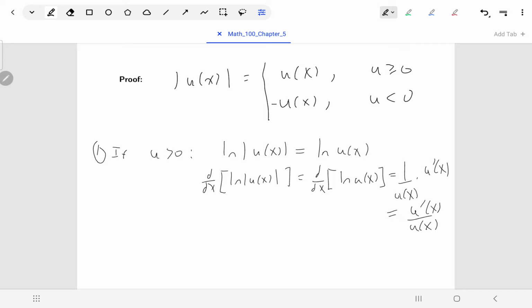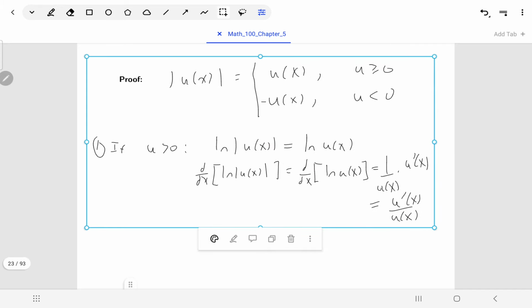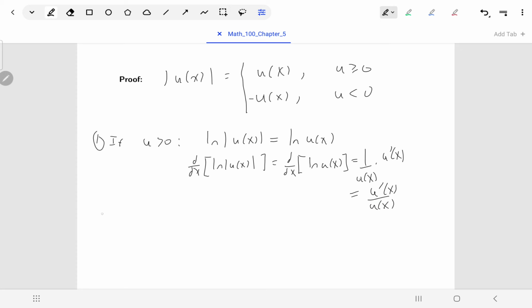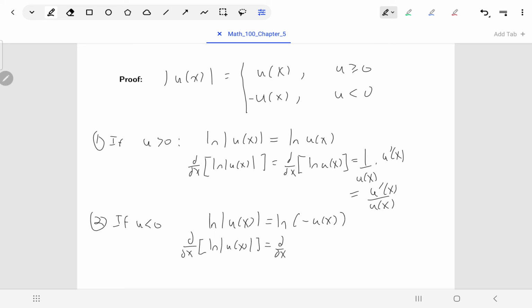We're going to see that if u is negative, we get the same conclusion, and that's kind of the nice part about this. So now for the second half of this, we just say, well, if u is less than 0, then we're going to say that, again, natural log of absolute value would be natural log of negative u. So natural log of absolute value of u of x would be natural log of negative u of x. And if we were doing the derivative of both functions, the derivative of the left side, the derivative of natural log of absolute value of u of x, that would be the derivative of the natural log of negative u of x.